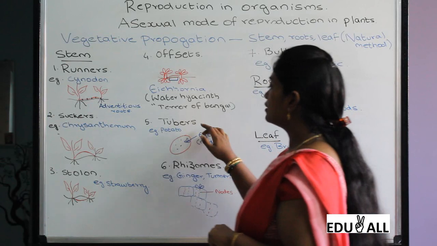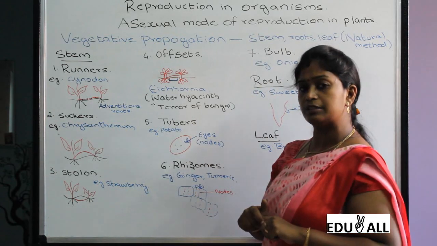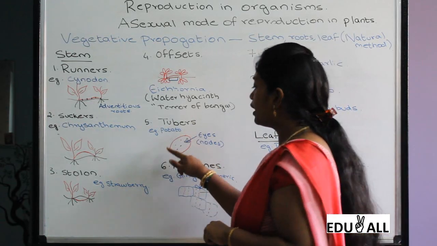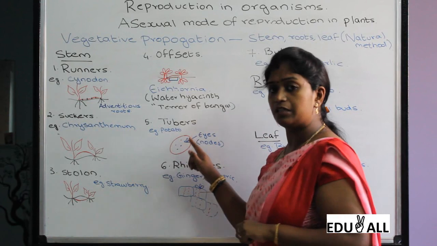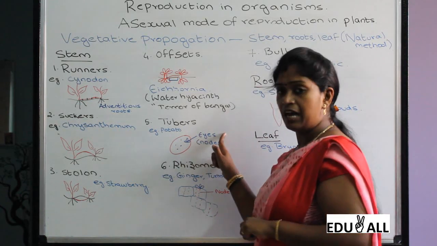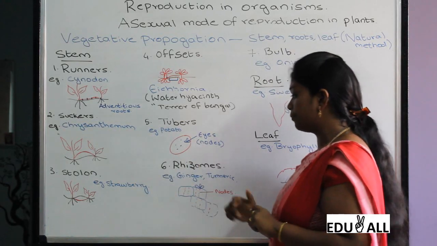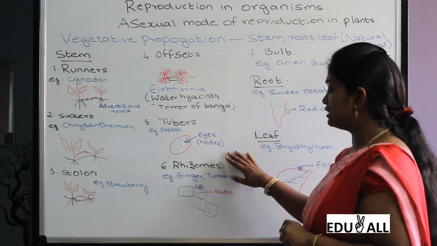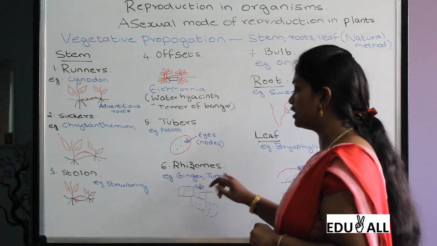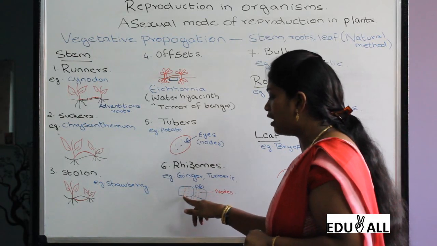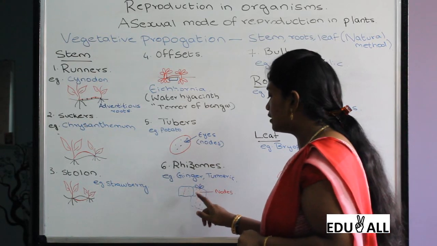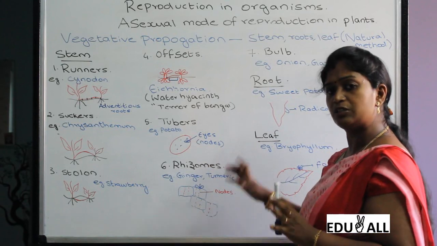The other type of asexual reproduction is seen in tubers, for example potato. In potatoes we have many scars, and these scars are nothing but eyes, and these eyes are the nodal regions from which a new plant arises. The next type is seen in rhizomes, for example ginger and turmeric. There are many scar lines, and these scar lines are nothing else than nodes, and from these nodes a new plant arises.